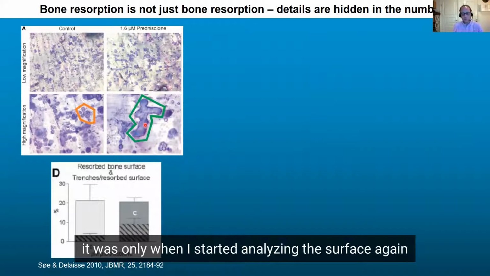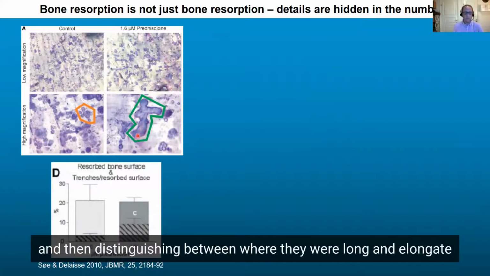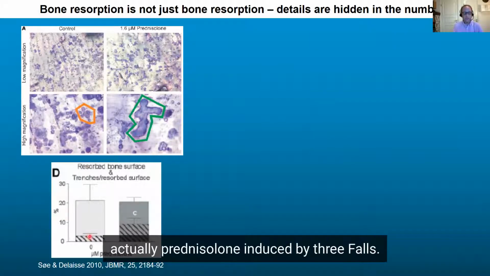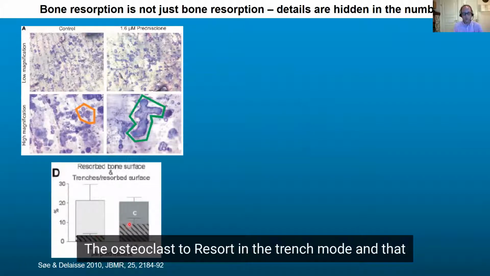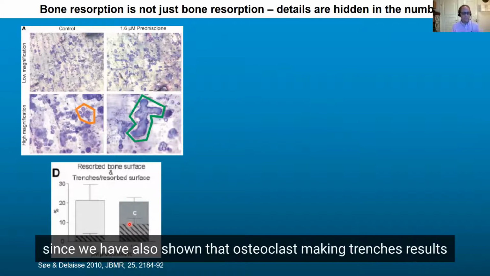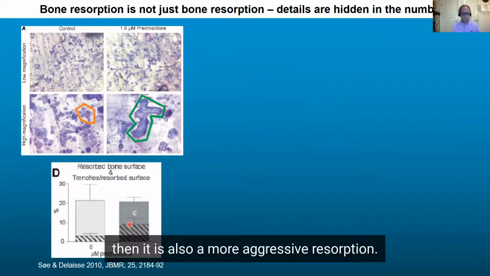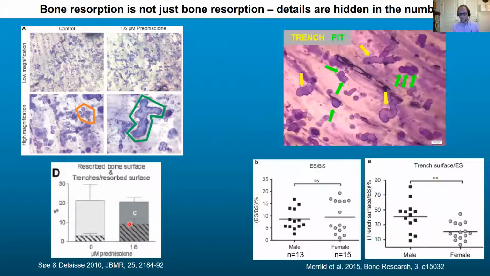And it was only when I started analyzing the surface again and then distinguishing between whether they were long and elongated or if they were round, that I did find that actually prednisolone induced by threefold the osteoclasts to resorb in the trench mode. And since we have also shown that osteoclasts making trenches resorb faster than pits, and they are deeper than the ones making pits, then it is also a more aggressive resorption.